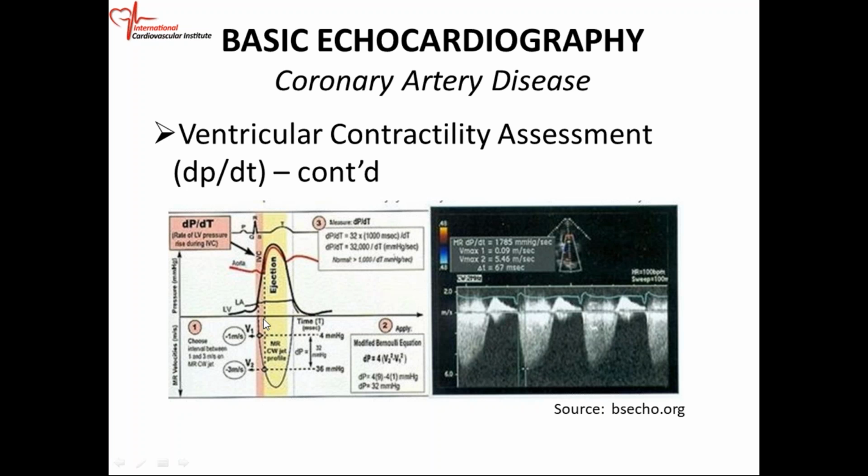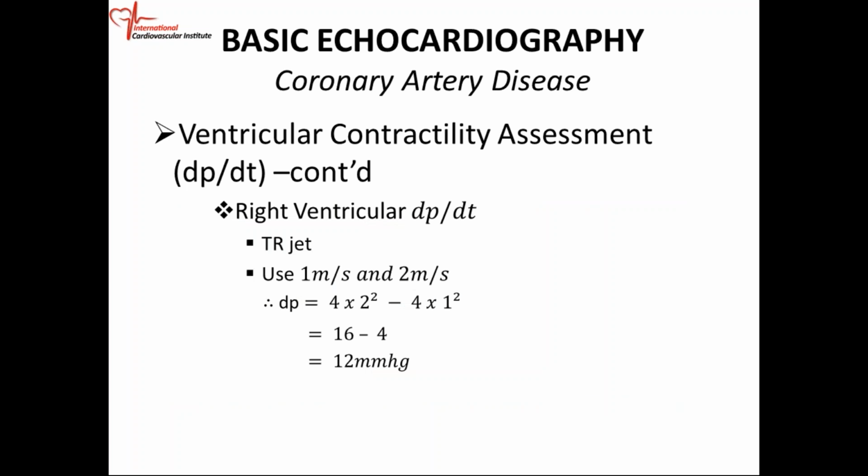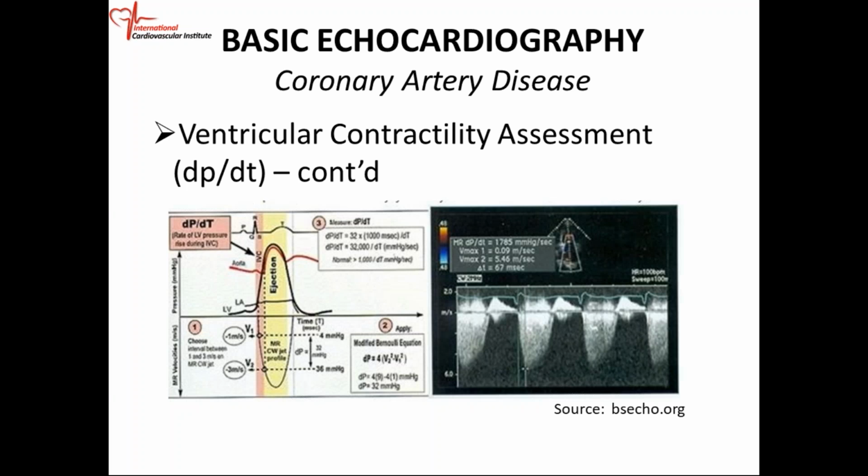Again, what we're doing is seeing how strong the muscle is. If the muscle is strong, it should pump that mitral regurgitation out in a very short period of time. If it's weak, it's going to take a longer time. A normal value should be above 1200 millimeters mercury per second.